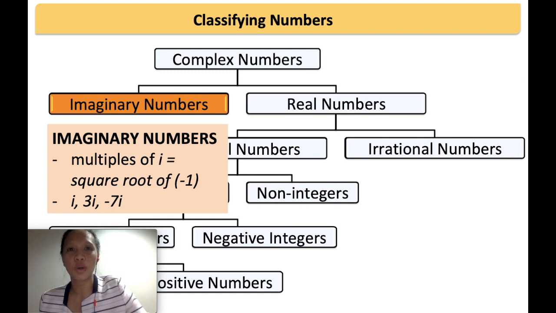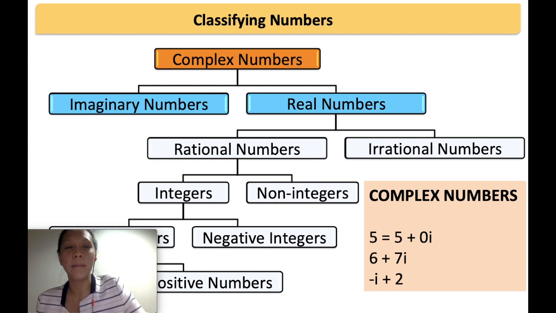So, ano ang complex numbers? Basically, ito ay combination ng imaginary and real numbers. So, for example, we have 5, which is also equal to 5 plus 0i. Kaya considered din siya as a complex number. So, other examples are 6 plus 7i. We have a real part and an imaginary part. 6 as a real number, and 7i as an imaginary number. Okay, another example is negative i plus 2. Negative i as the imaginary part and 2 as the real number.